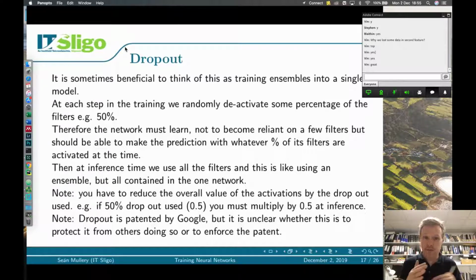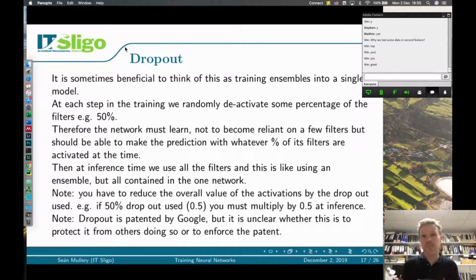And you could drop as many as 50%. So you could decide you're going to have a dropout of 50%, where you're only going to use a random 50% of the filters as your training. It still has to figure out how to get the right answer, even though it's only got 50% of the filters to work with. So the network must learn not to become too reliant on a few filters, but should be able to make the prediction based on whichever percentage of its filters happens to be activated at the time.